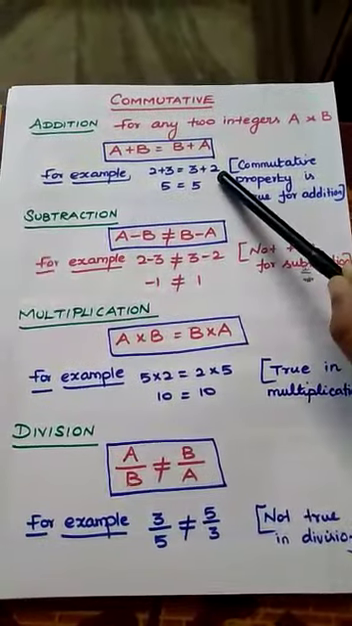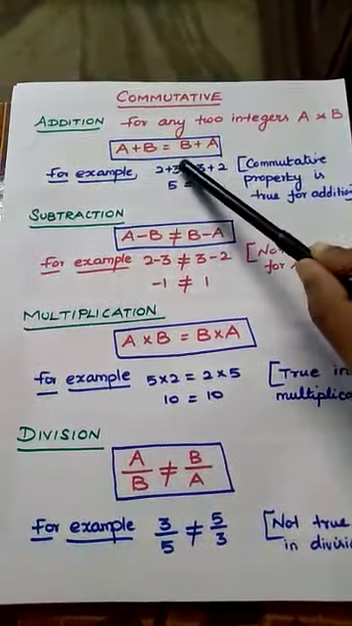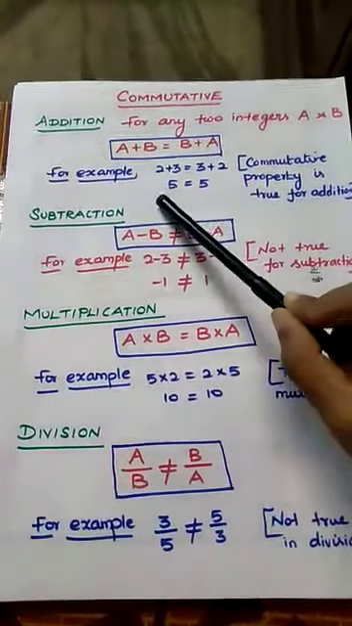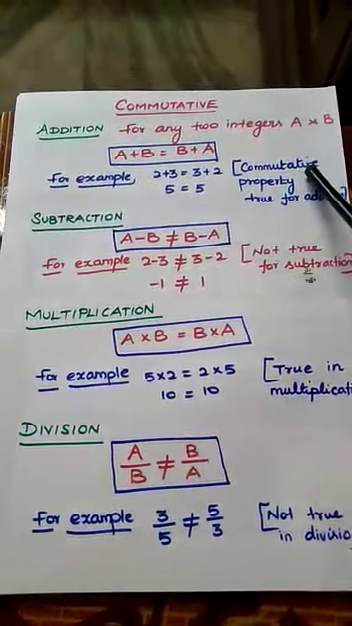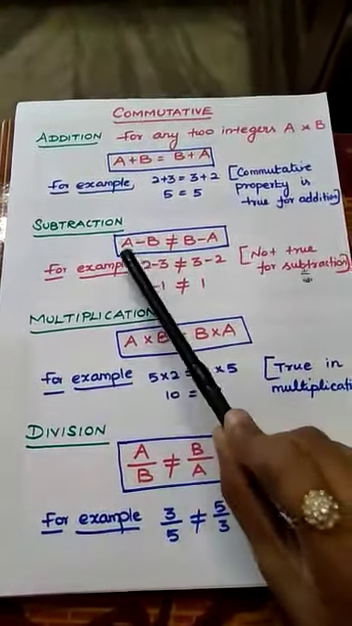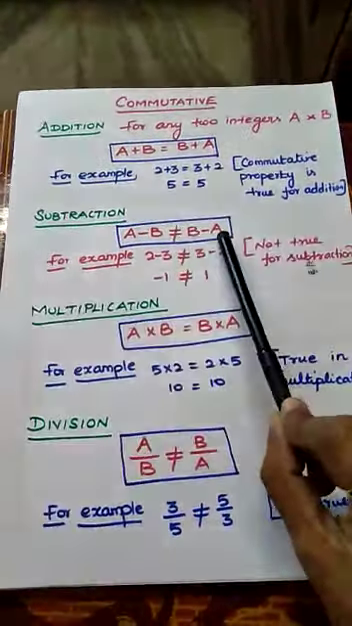On the RHS we just interchange the values. LHS: 2 plus 3 is equal to 5. RHS: 3 plus 2 is equal to 5. So LHS is equal to RHS. The commutative property is true for addition. Next one, subtraction. a minus b is not equal to b minus a.